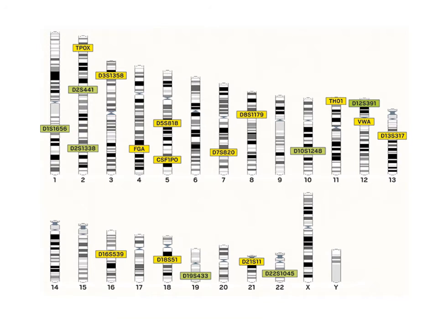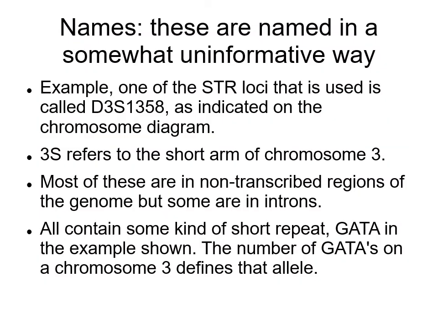This is a newer version of the same thing. Typically 20 or so are used now, but again, the loci contain short tandem repeat sequences, and they're everywhere in the genome. Okay, so this refers to how they're named. 3S refers to the short arm of chromosome 3. Most of these are in non-transcribed regions of the genome, but some are in introns. Importantly, all contain some kind of short repeat. I'll use GATA in the example shown. So we can define an allele by the number of GATAs on that particular allele of that particular locus.